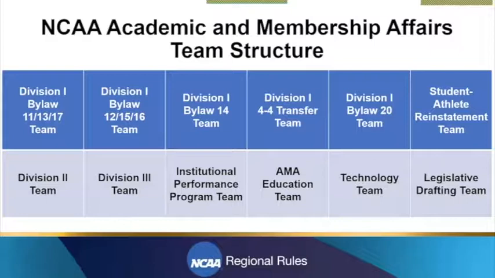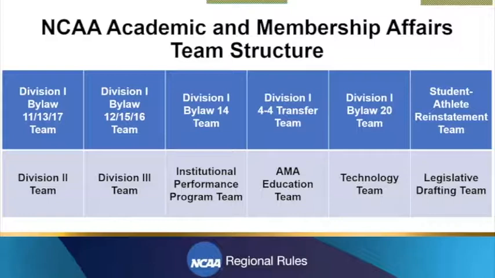So what you see here predominantly on the first line is all Division 1 bylaw teams. You can see that we are divided out between 11, 13, 17 as one team, 12, 15, 16 as another team, bylaw 14 as its own team, the bylaw 4-4 transfer team, and then the bylaw 20 team. Also on the front line here, you see the student-athlete reinstatement team, and that includes Divisions 1, 2, and 3.